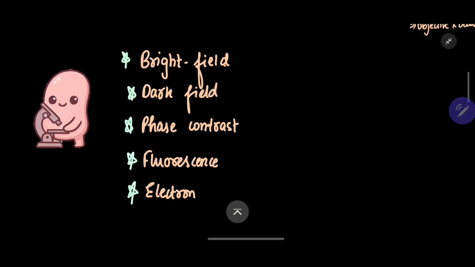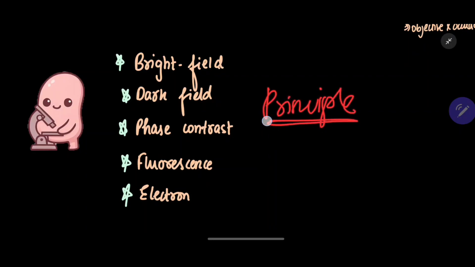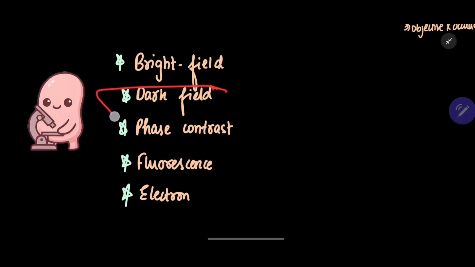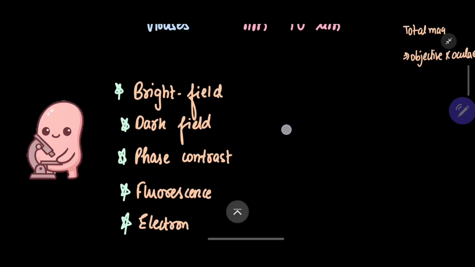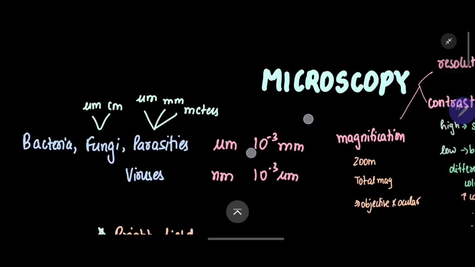We'll be focusing on all of these topics for your university exams if you're preparing for them. The questions that can be asked are like dark field microscope, electron microscopes, and the principle behind them. So knowing the principle of how they work is very important, and to know what organism the particular microscope is used for is very important. Okay, so let us start with the basics of why do we need a microscope in the first place.